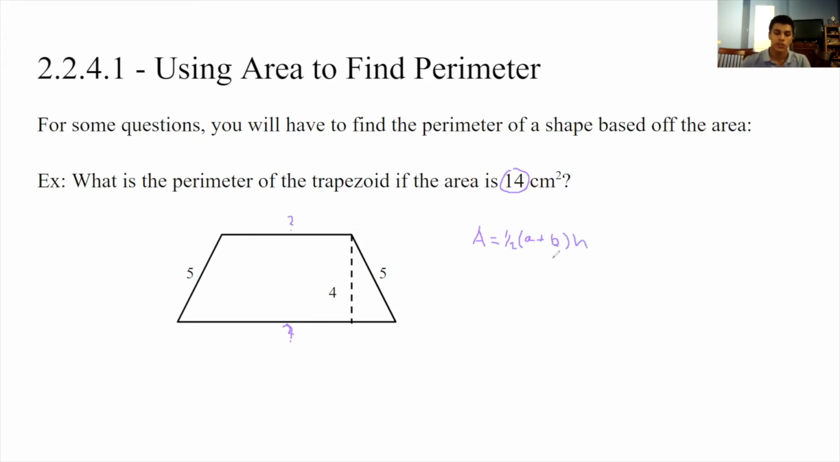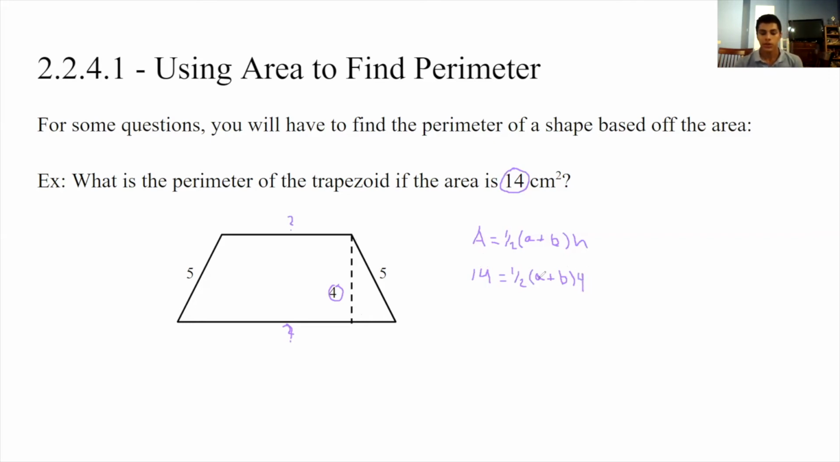So the first thing you want to do with this formula is put in the values that you already know. So pretend you're solving for whatever you need to solve for, and this is always your first step: you put in values that you already know. So I know my area is 14 because it says it in the question. So that's going to be equal to 1/2 times (A plus B), which I don't know the value of either of them, and then times H, which is 4, because it gives me right here that the height of this trapezoid is 4. It's not 5, because 5 is the slant height, so my height is 4. So now I can put this in the equation.